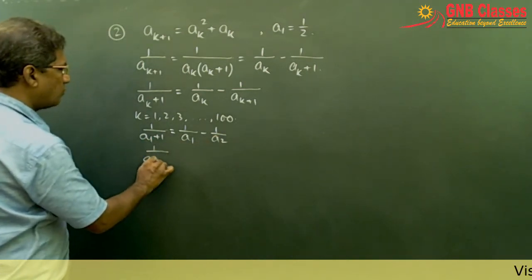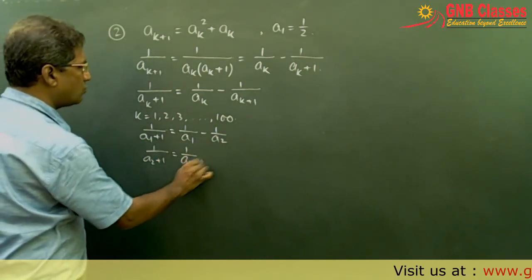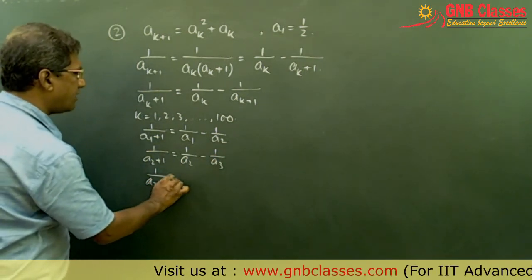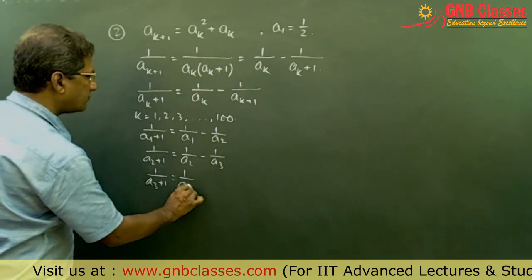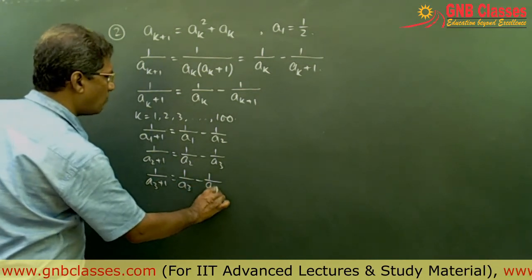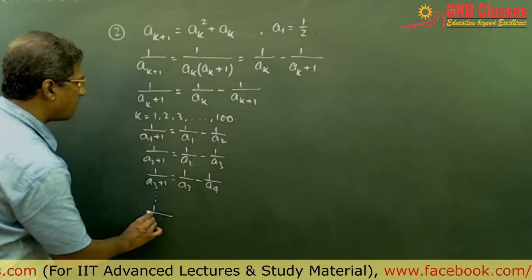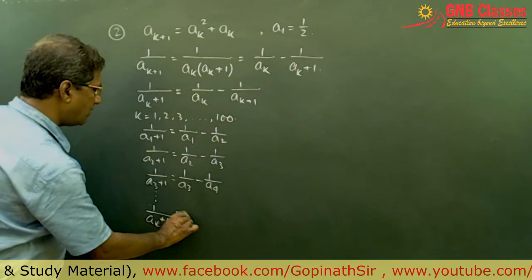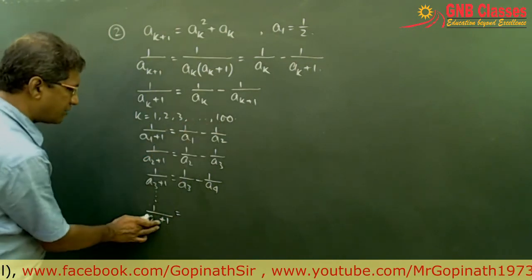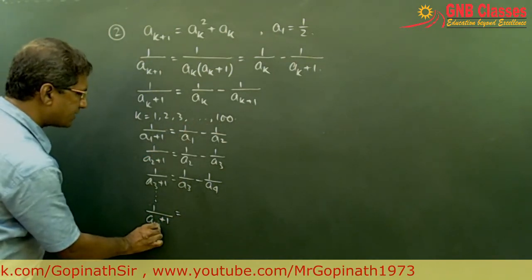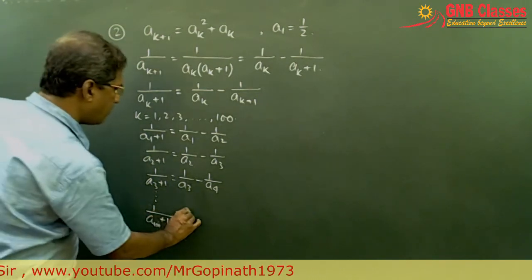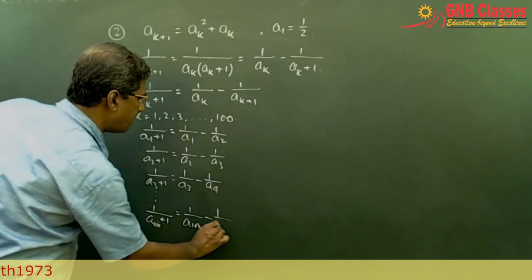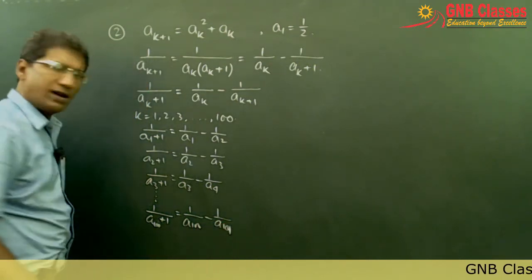1 by a2 plus 1 will give you 1 by a2 minus 1 by a3. 1 by a3 plus 1 will give you 1 by a3 minus 1 by a4, and this thing goes on. So 1 by a suffix k plus 1 will give you, k means I'm going till 100. So it is a suffix 100 plus 1 will give you 1 by a suffix 100 minus 1 by a suffix 101. Is it clear?